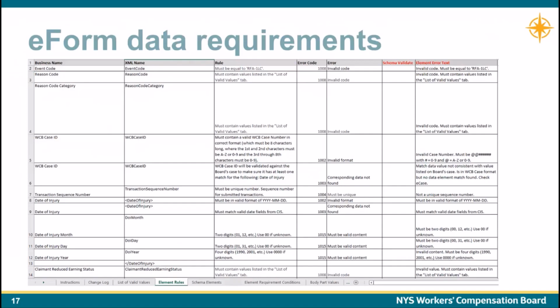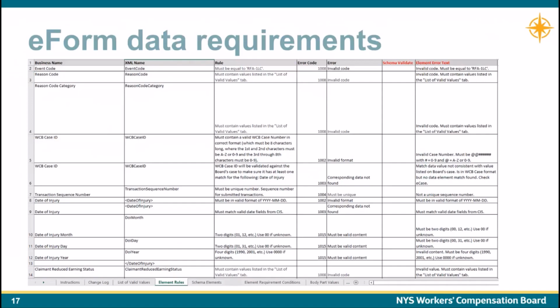So for example, if we post this spreadsheet on March 1st, we don't want to blindly post changes on May 1st. Any change we make after that first spreadsheet is posted will always be added to the change log, so you can easily identify where and when we changed something in our requirements. Element rules will lay out the data rules for each of those fields, as well as some of the error text that will be returned if a rule is not met.